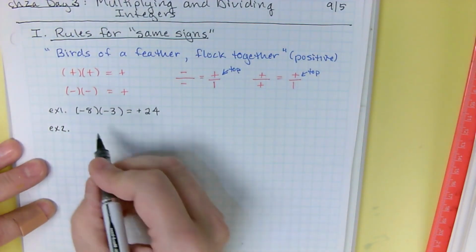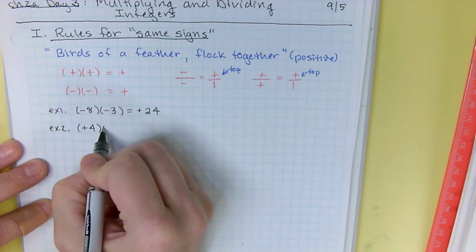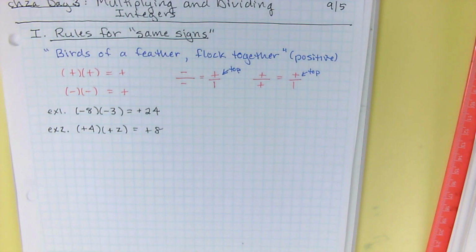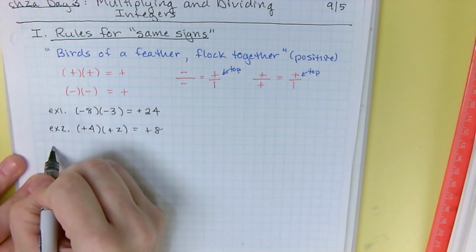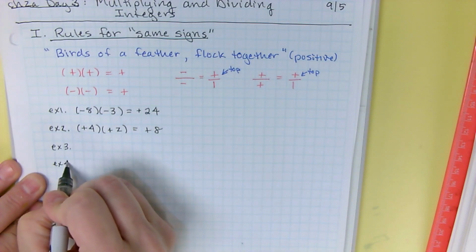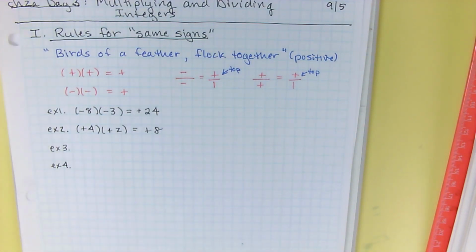Okay, example 2. +4 times a +2 is a +8. A positive times a positive is also a positive. All right, on your worksheet, there's going to be some like that, where it's just simple multiplication. And then you're also going to have some where you're going to multiply first and then add or subtract.